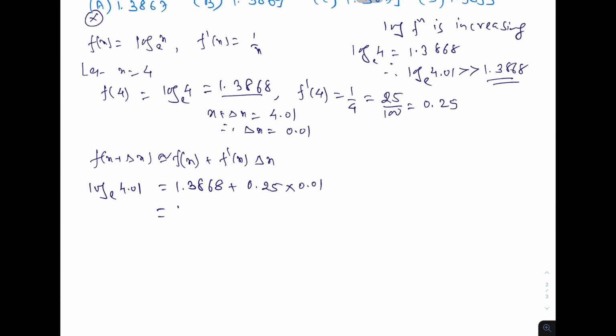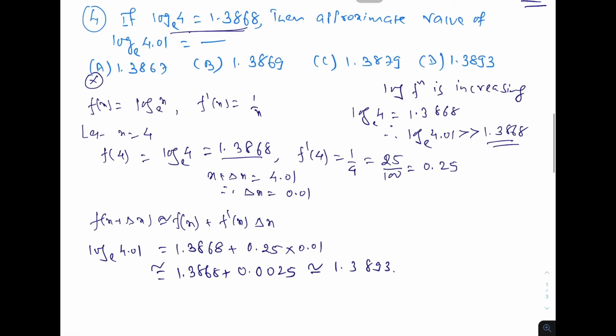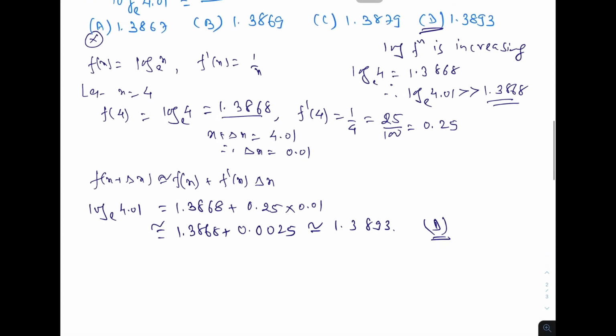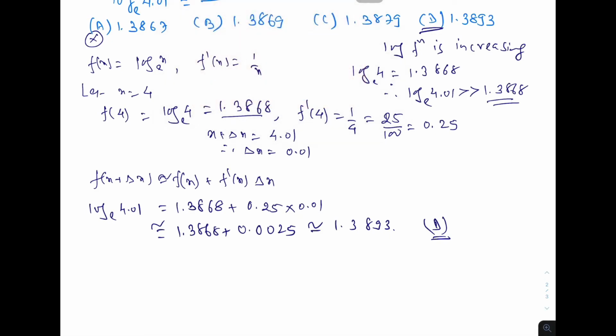So this is approximately equal to 1.3868 plus 0.0025, and so is approximately equal to 1.3893. Okay, so 1.3893. So the D option is our answer. Okay, so let us take now one more example.